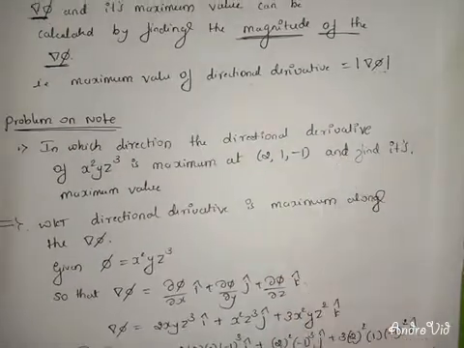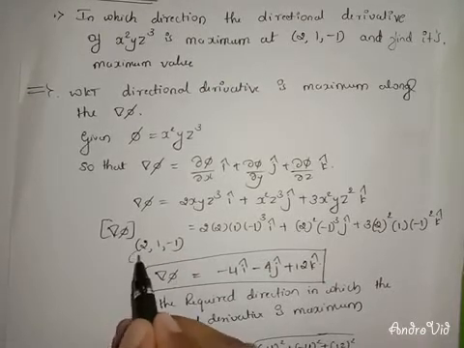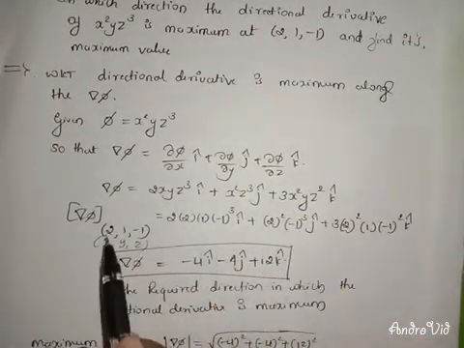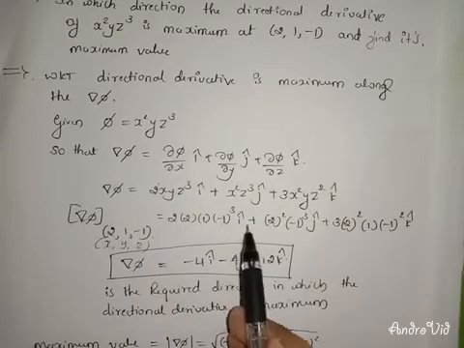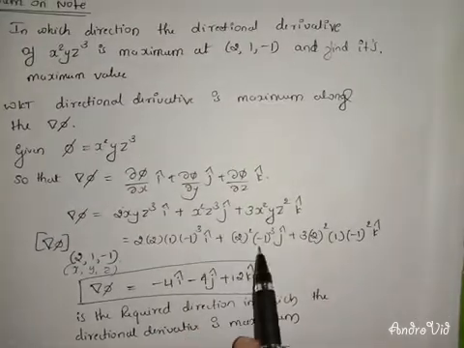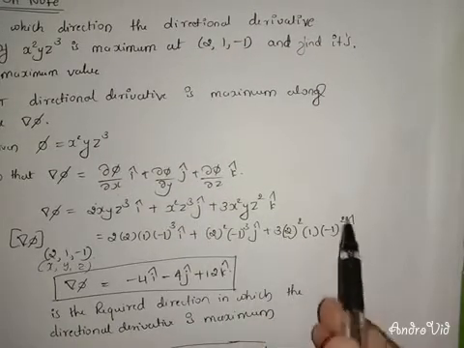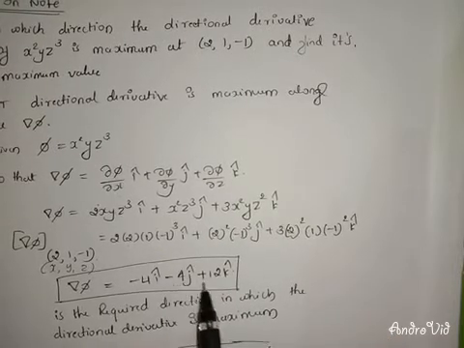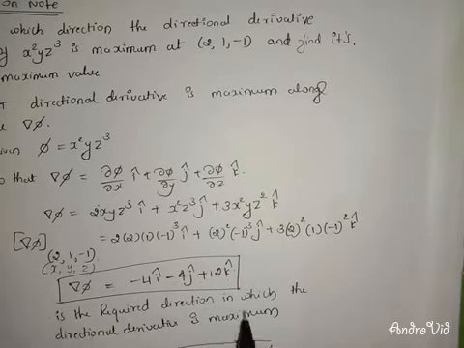So for del phi, the point given is (2, 1, minus 1). Let us find the value of del phi at this point. This point gives the coordinates x, y, z. Wherever there is x, y, z in this equation, substitute 2, 1, minus 1 respectively. 2 into 2, y is 1, z is minus 1 cube, into vector i, plus x square z cube with your values substituted, into j, plus 3 into 2 square and 1 into minus 1 whole square into vector k. Solving this, you get minus 4i minus 4j plus 12k. So this is our required direction in which the directional derivative is maximum.